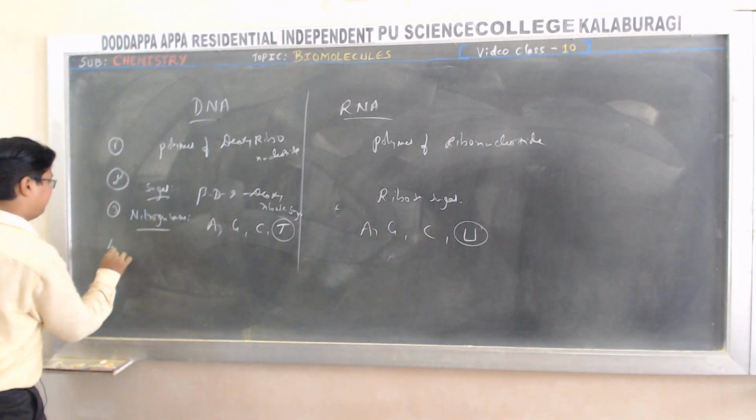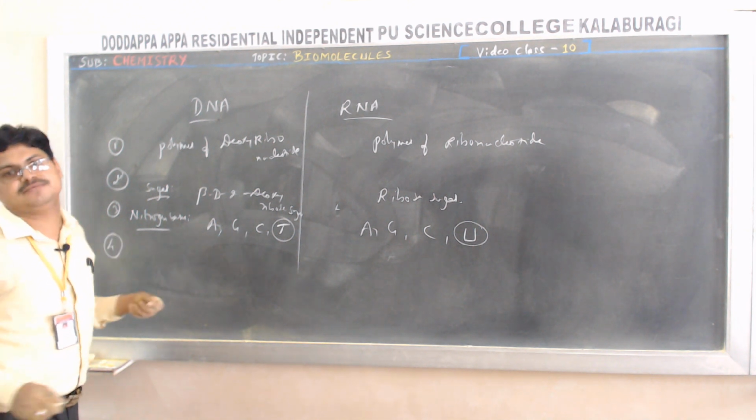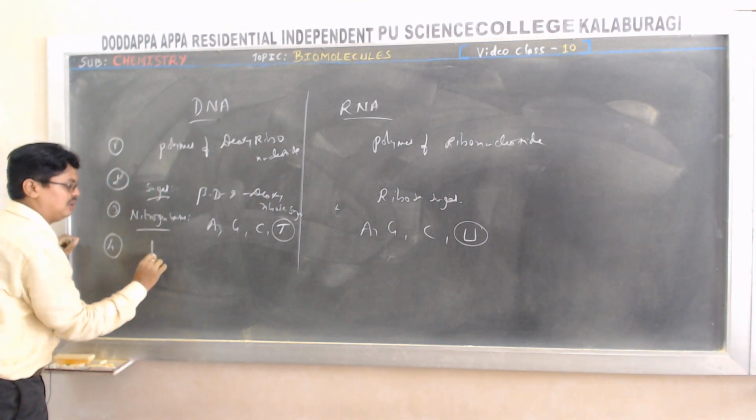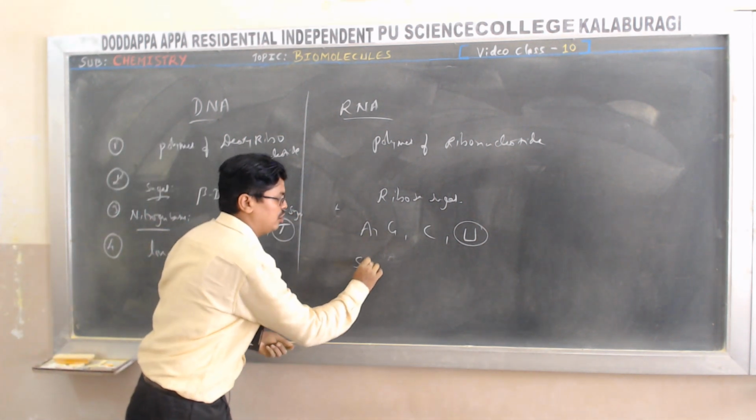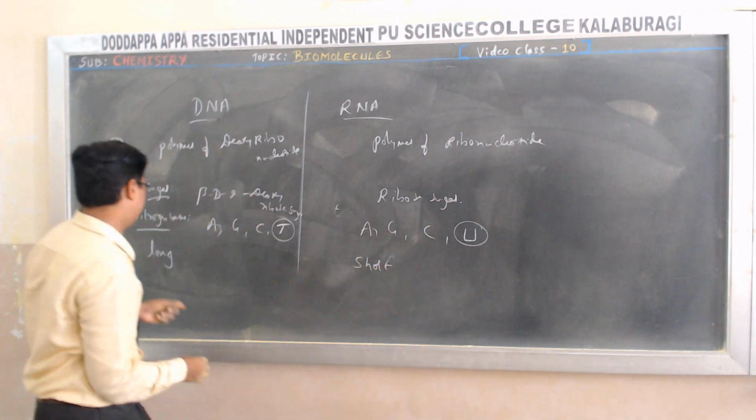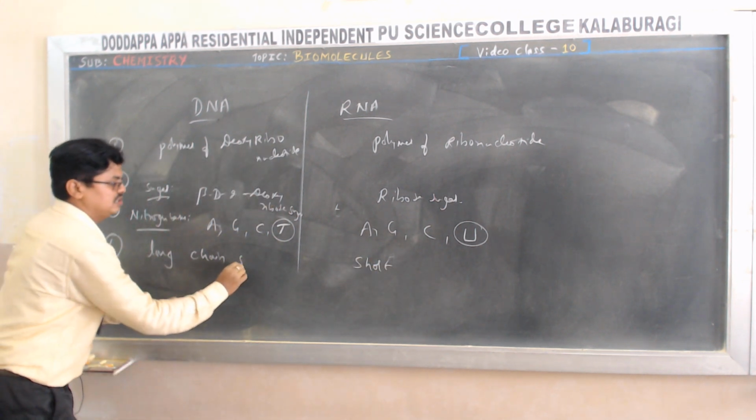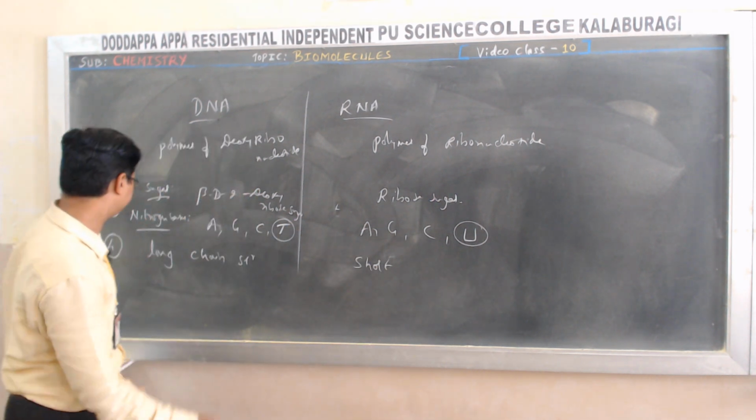Okay. Then the fourth point, focus on the structure. Focus on the chain length. DNA is having a long chain length, whereas RNA is having short chain length. DNA exhibits a long chain structure. RNA exhibits a short chain structure.